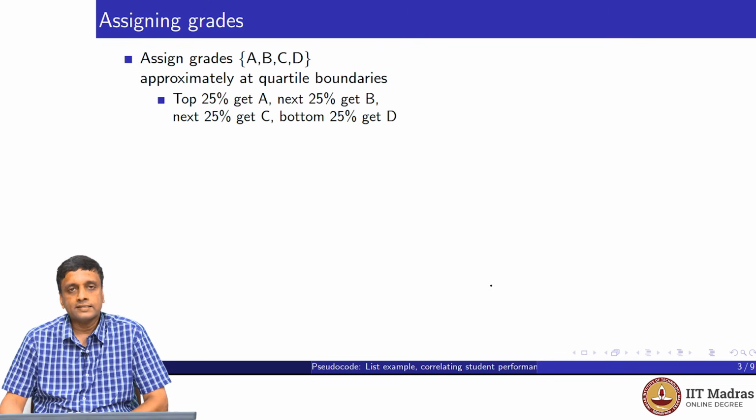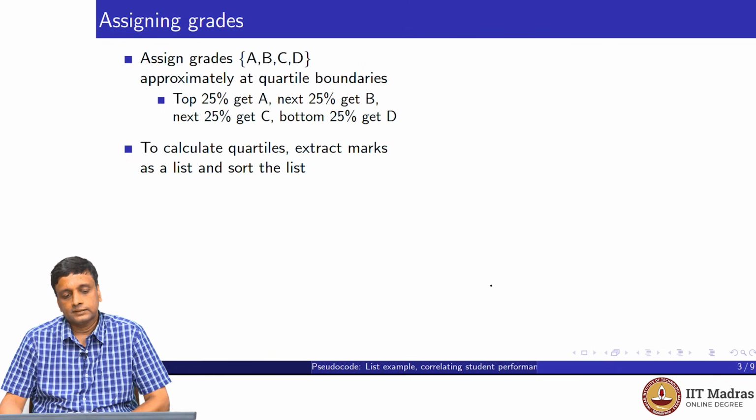So in our grades data set, we actually have 30 students. Roughly this means every group will have 7 or 8 students, because you cannot divide 30. If there were 32, then there would be 8 in each category. Since there are 30, some will have 7, some will have 8. So we first need to get these quartiles.